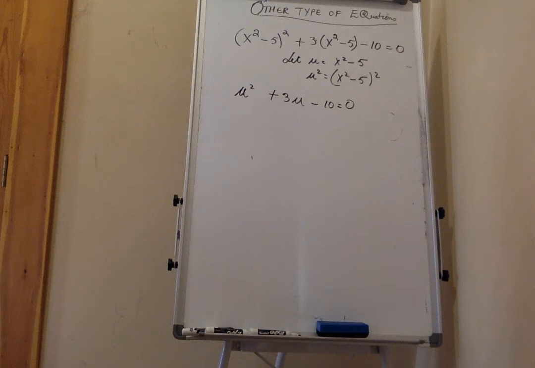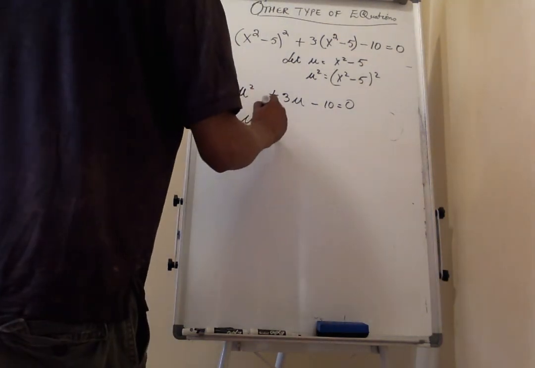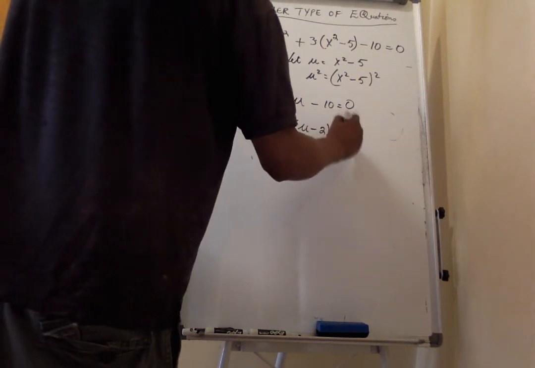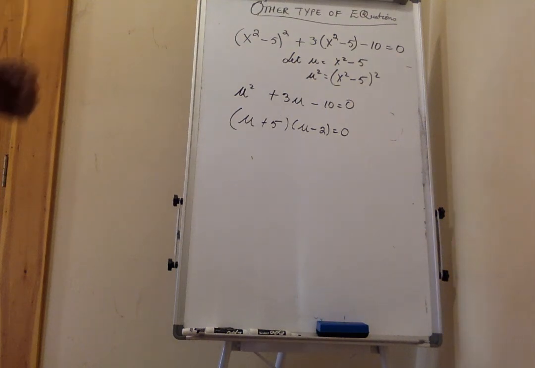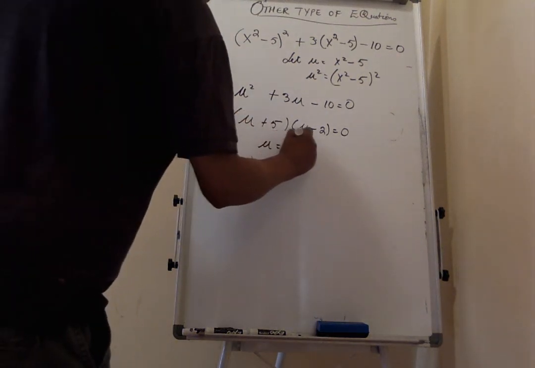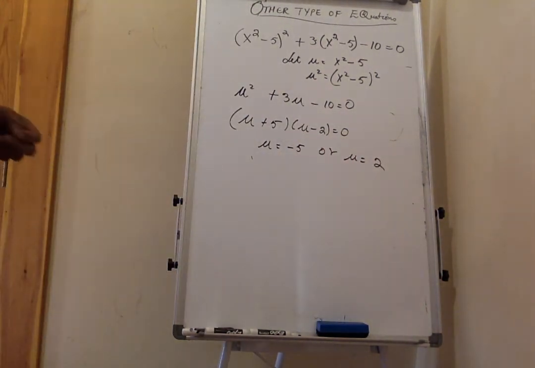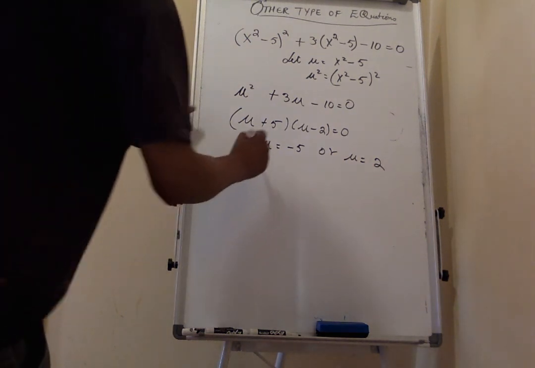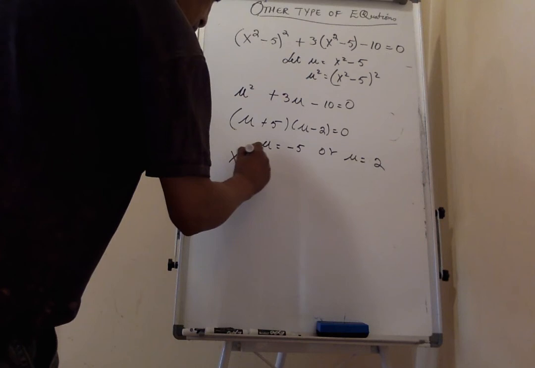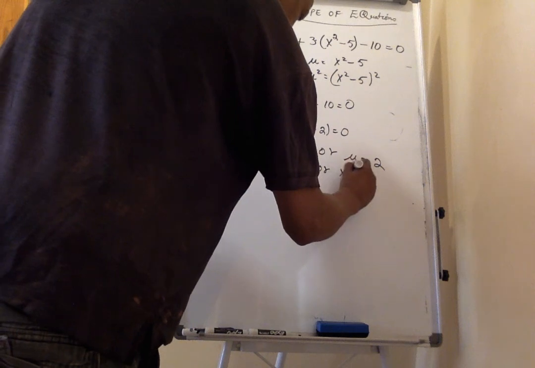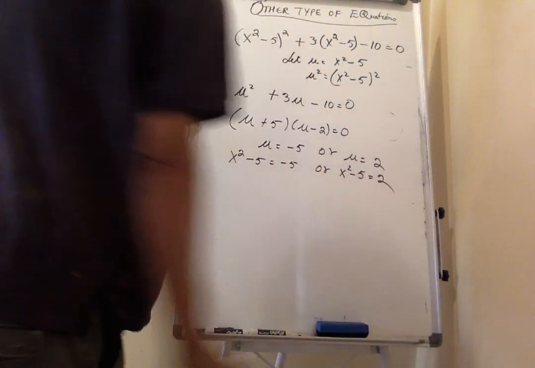Now it has become a trinomial. Two numbers multiplied will give us negative 10 and added will give us positive 3. So it would be u plus 5 and u minus 2, which is equal to 0. Then you go ahead and solve this. So u is negative 5 or u is equal to 2. My u is x squared minus 5, so x squared minus 5 is equal to negative 5 or x squared minus 5 is equal to 2.